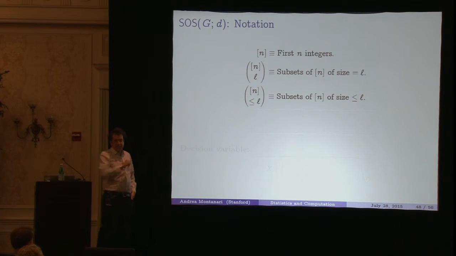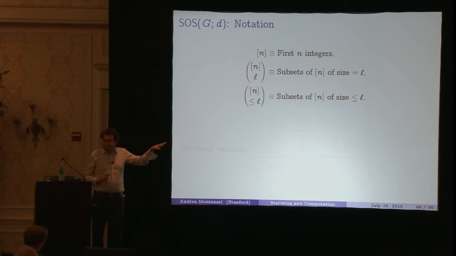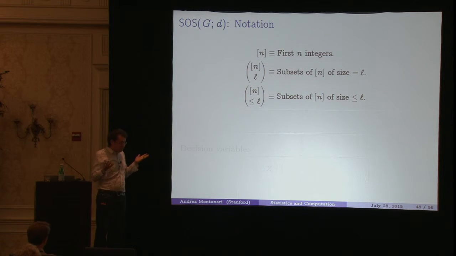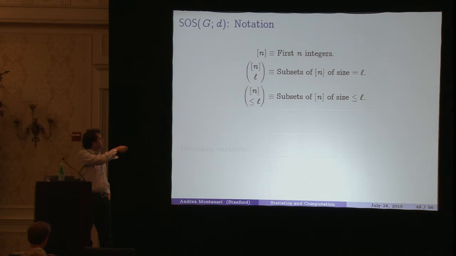Now I'll define the SOS relaxation for this problem for general d. It takes a little bit of notation and I think two or three slides, but perhaps for those of you who never heard about this, it is the most interesting part of the talk. Not the theorems, but this very natural construction. I denote by [n] the set of the first n integers, and by this notation the subsets of [n] of size equal to L. For L equal to 2, this is all the pairs, for instance. And this is the subsets of size at most L. So for L equal to 2, this is the empty set, all the singletons, and all the pairs.